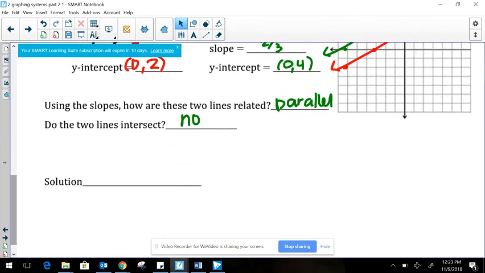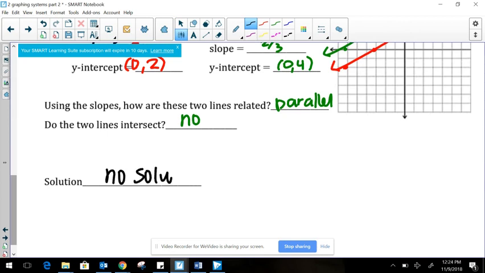All right, so my solution, if up above it was infinitely many, when they always intersect. If they never intersect, that means nothing is ever going to work. No point is an option, so we say no solution. Okay, and that's it today for our graphing part 2.